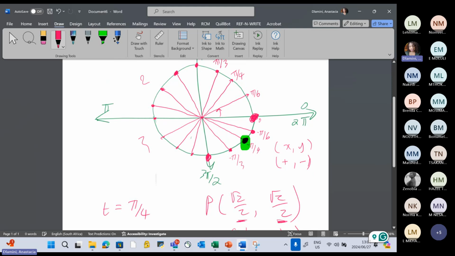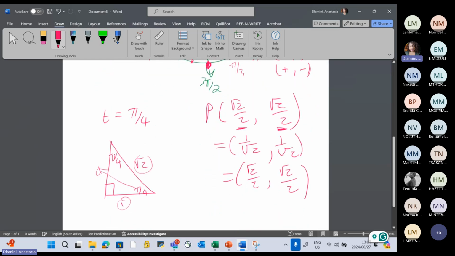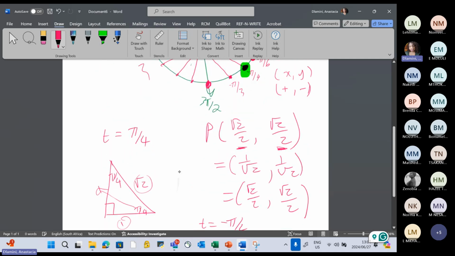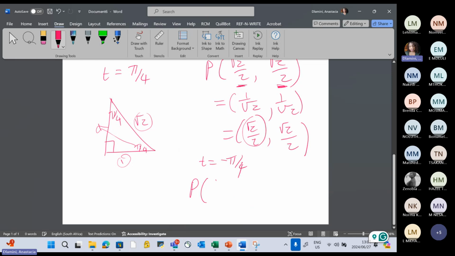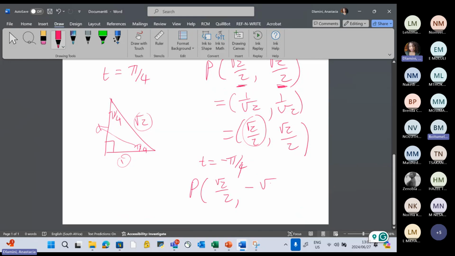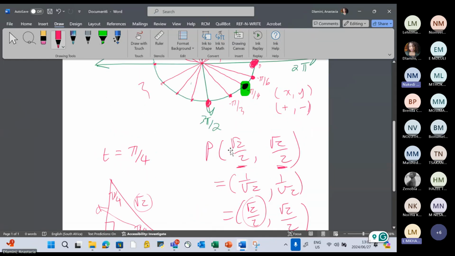So for t equals negative pi over 4, this point changes. The x value is positive, so we keep it the way it is, which is root 2 over 2. And then the y value is negative, so this is negative root 2 over 2. Does it make sense how I got it? Yes, ma'am. Okay.